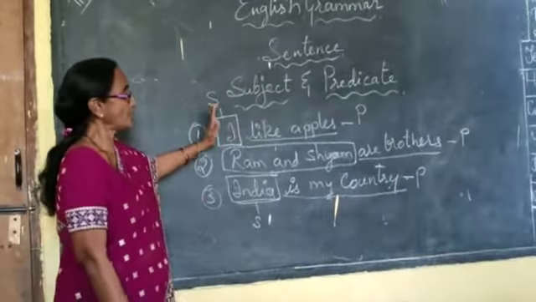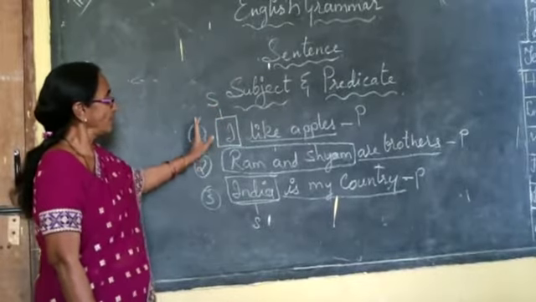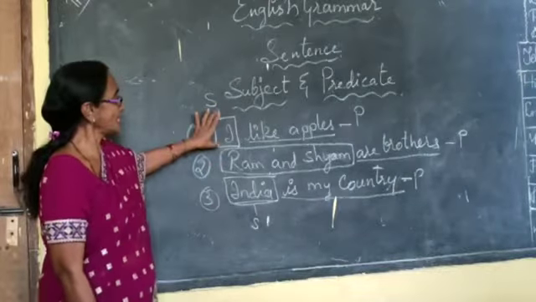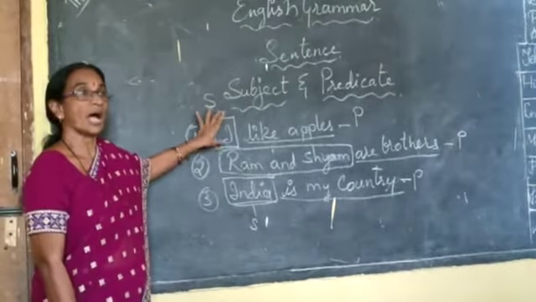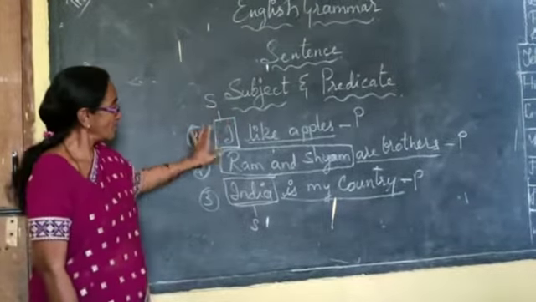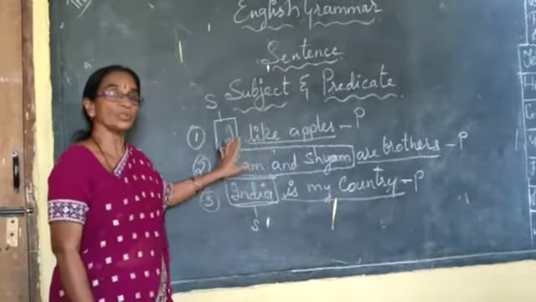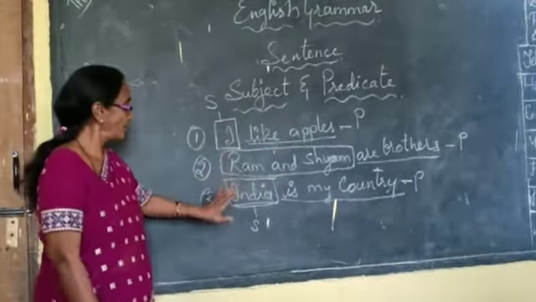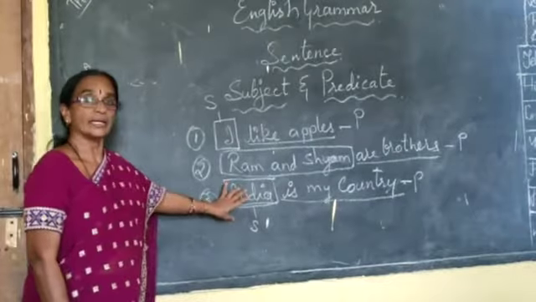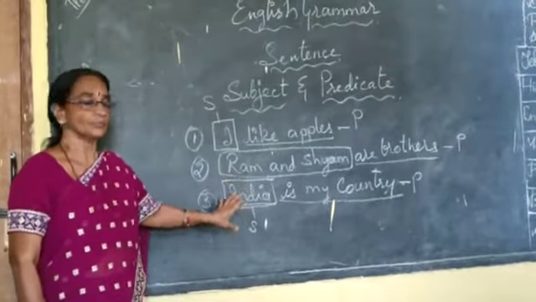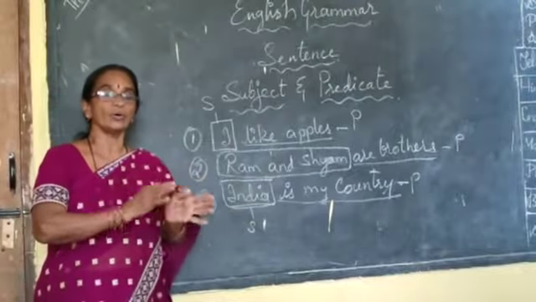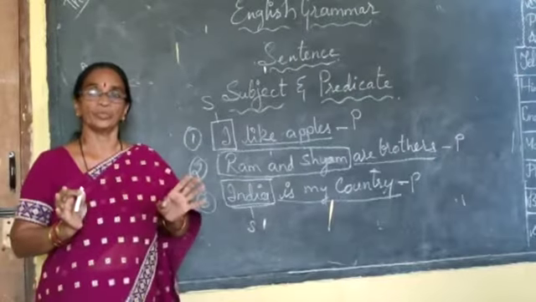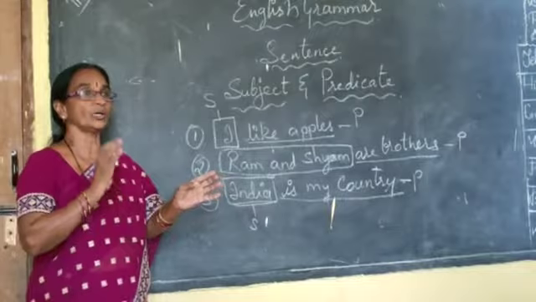Now, let me tell you one more thing. 3 sentences are written. In the first sentence, the first part is a pronoun. I is a pronoun. Second one, Ram and Sham. These 2 are nouns, proper nouns. Third also, India. India is also a proper noun. So here what I want to say is, subject can be a noun or pronoun. Both.